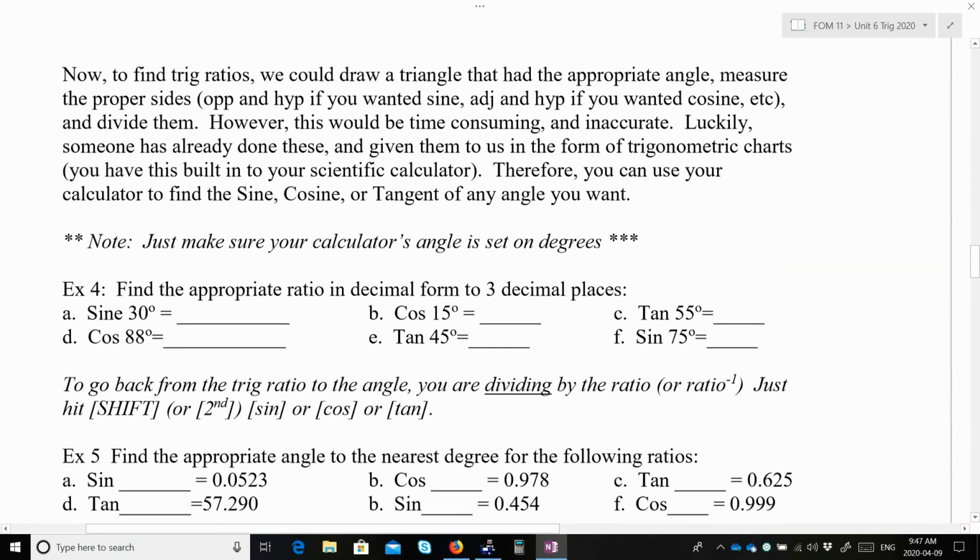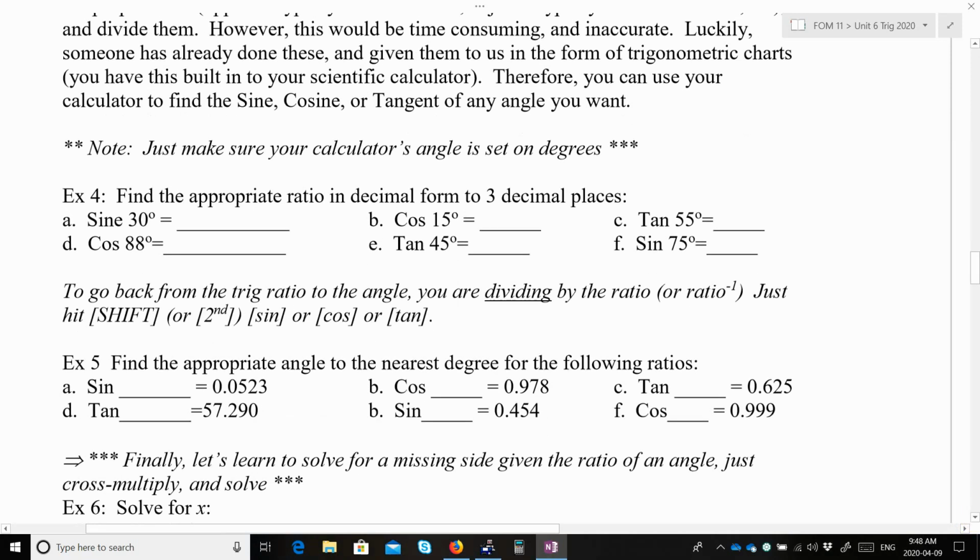All right, now to find trig ratios, we could draw a triangle that had the appropriate angle, measure the proper sides, opposite and hypotenuse if you wanted sine, adjacent and hypotenuse if you wanted cosine, etc., and divide them. However, this would be time-consuming and inaccurate. Luckily, someone has already done these and given them to us in the form of trigonometric charts. You have this built into your scientific calculator. Therefore, you can use your calculator to find the sine, cosine, or tangent of any angle you want. Note, just make sure your calculator's angle is set on degrees.